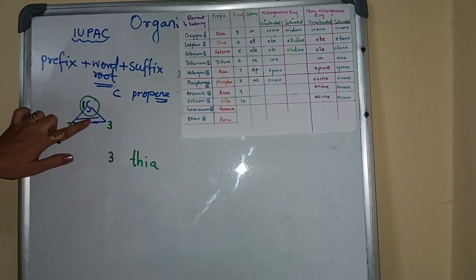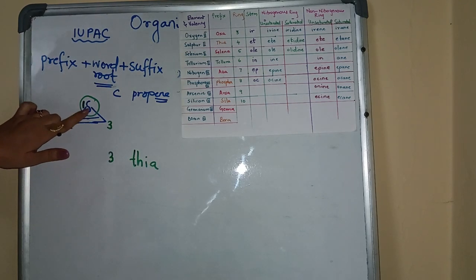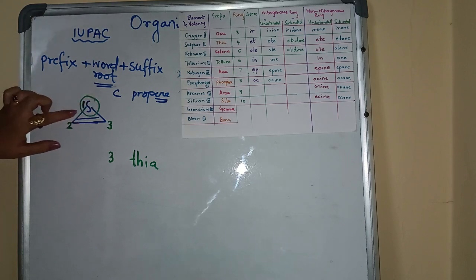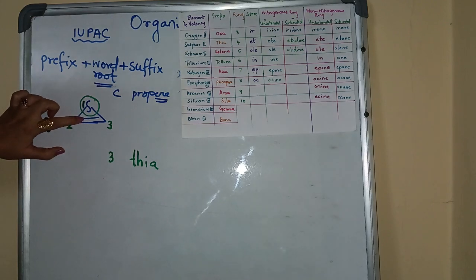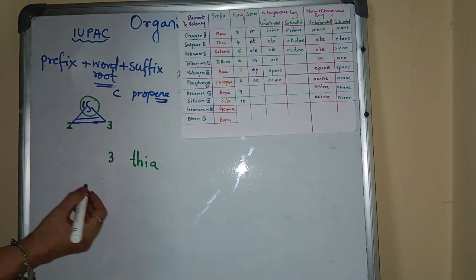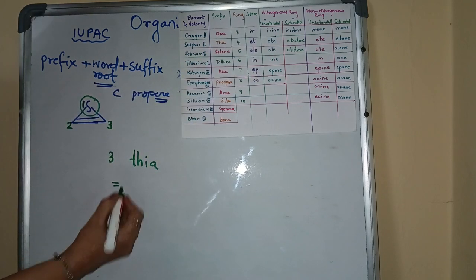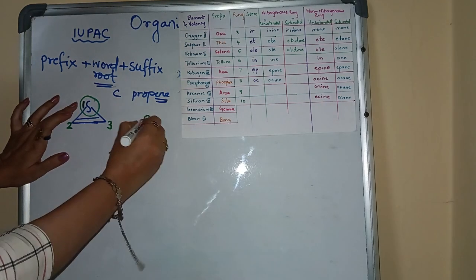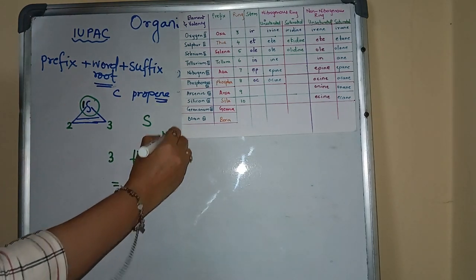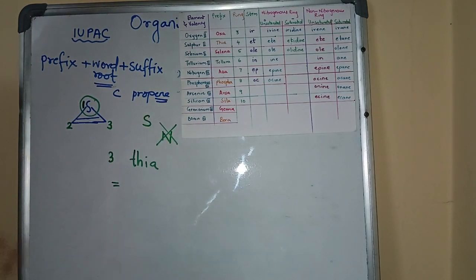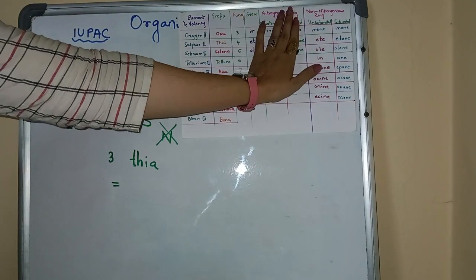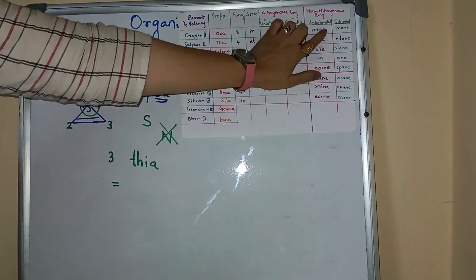Next, how many double bonds are there, what kind of bonding is present, whether it is saturated or unsaturated. We can see a double bond present, that means it is an unsaturated compound. It contains S. It does not contain any nitrogen. Nitrogen is not present. Hence, we have to omit this table. We do not look at this table. Instead, we look only at this table.